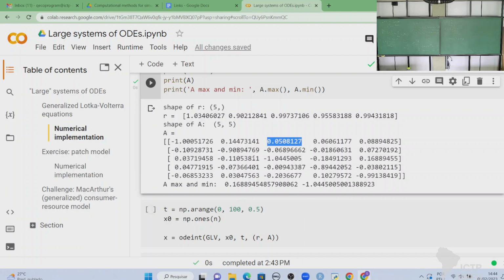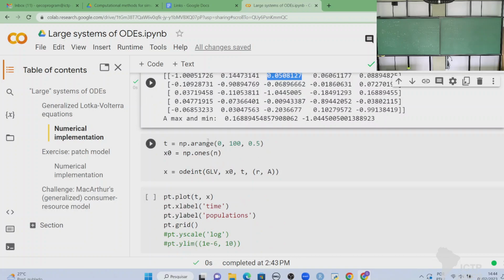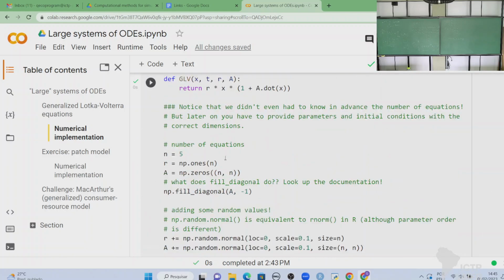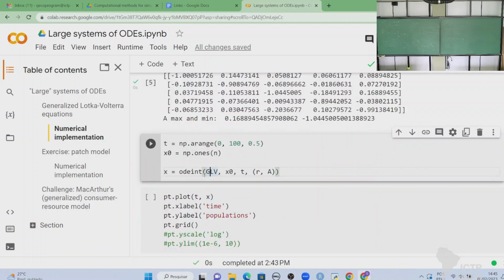And now I want to solve the system. What do I have to do? I have to set the times and some initial conditions. I'm going to start with everyone equal to 1. And then I just integrate with my GLV function here, my initial condition, time, and the 2 parameters. You see the 2 parameters are only R and A, for their vectors. Nowadays, they are arrays, right?